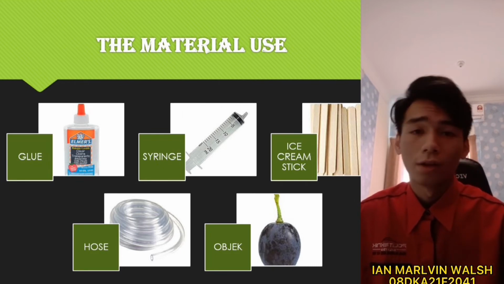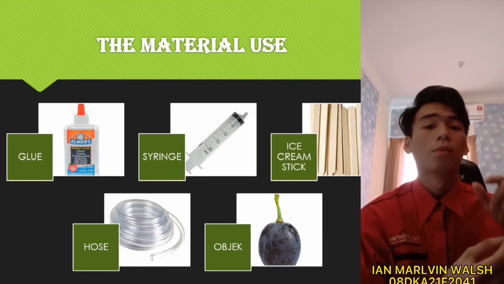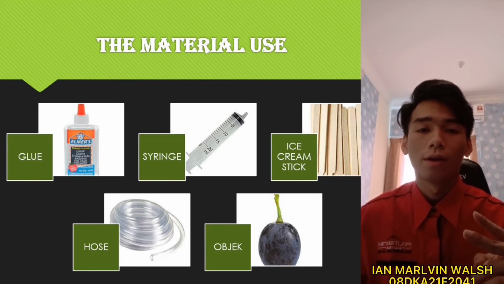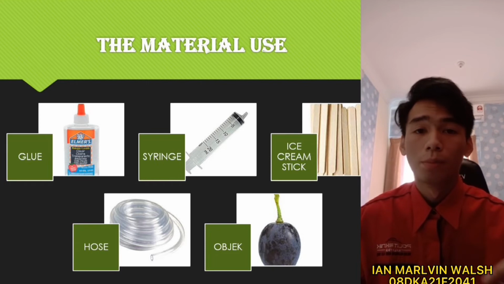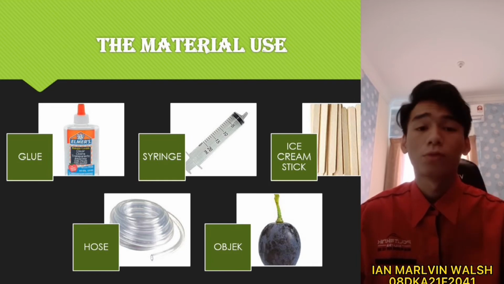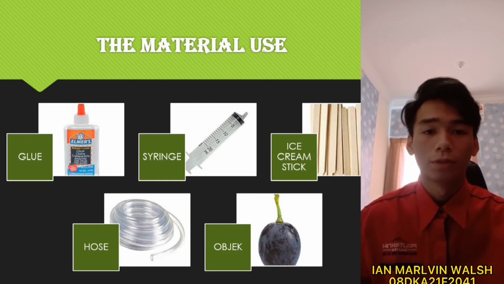The third one is a knife for cutting the popsicle sticks into the shapes we want to build our mini project, and 2 syringes used in our mini project, and the bottle cap lids, and the last one is fruit to get the result of our mini project.